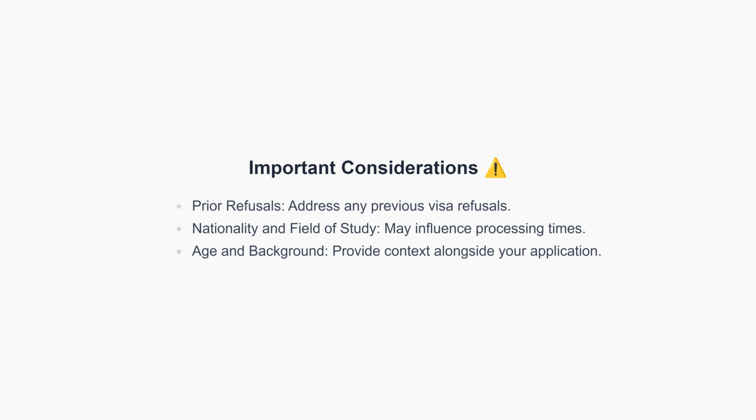It's crucial to take into account these important considerations. First, prior visa refusals can impact current applications, so be upfront about any previous refusals and address any concerns. Secondly, your nationality and field of study might influence processing times due to increased security checks. Finally, be sure to provide information about your age and background to give more context to your application.